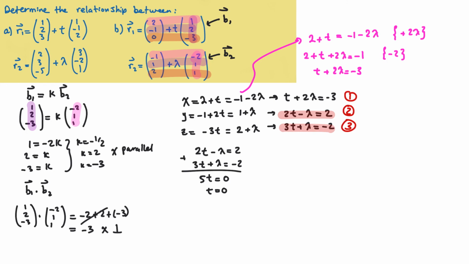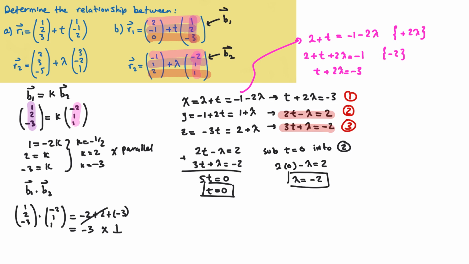If I sub t is equal to 0 into either 2 or 3, let's sub it into 2, I will get 2 times 0 minus lambda is equal to 2, so lambda is equal to negative 2. And these are the two values for t and lambda. So now what we're going to do is test to see if those values are consistent for the first equation as well.